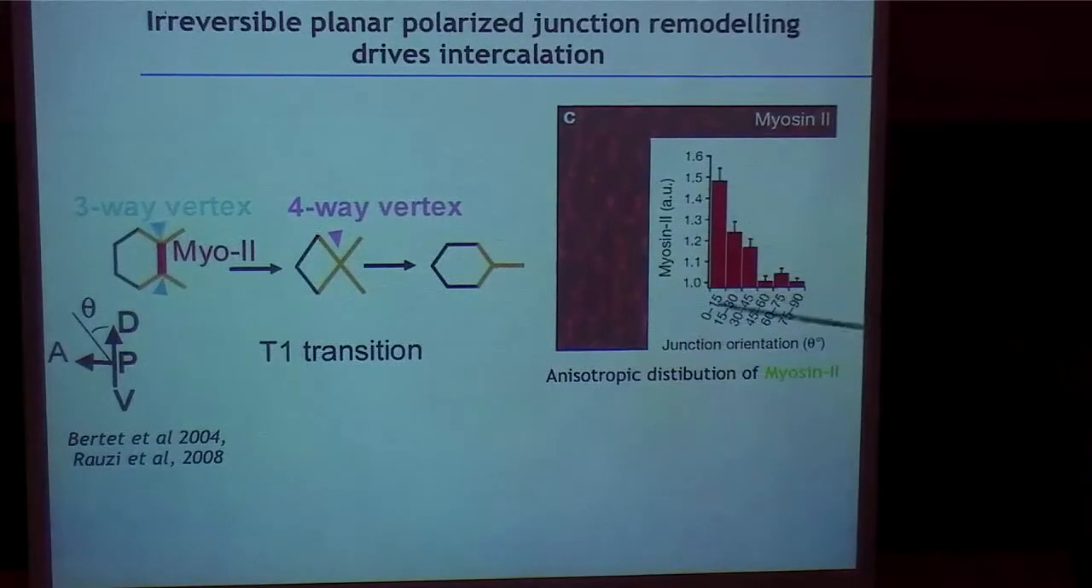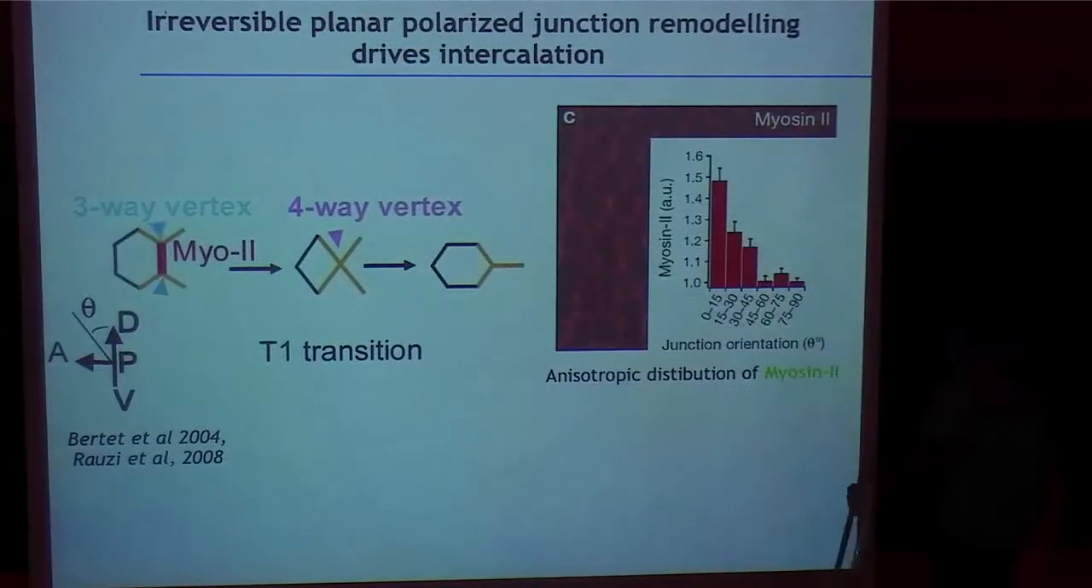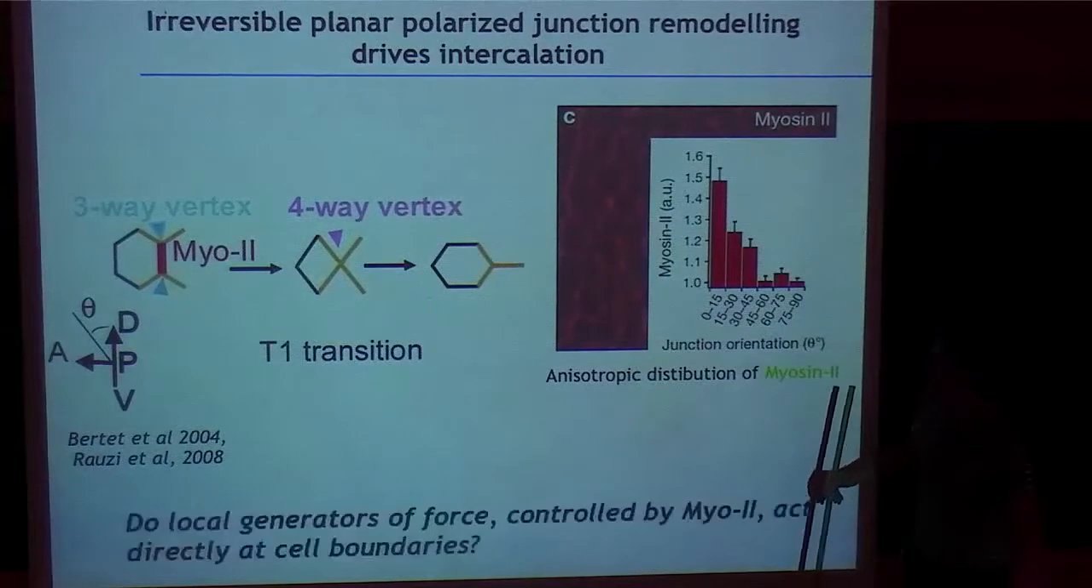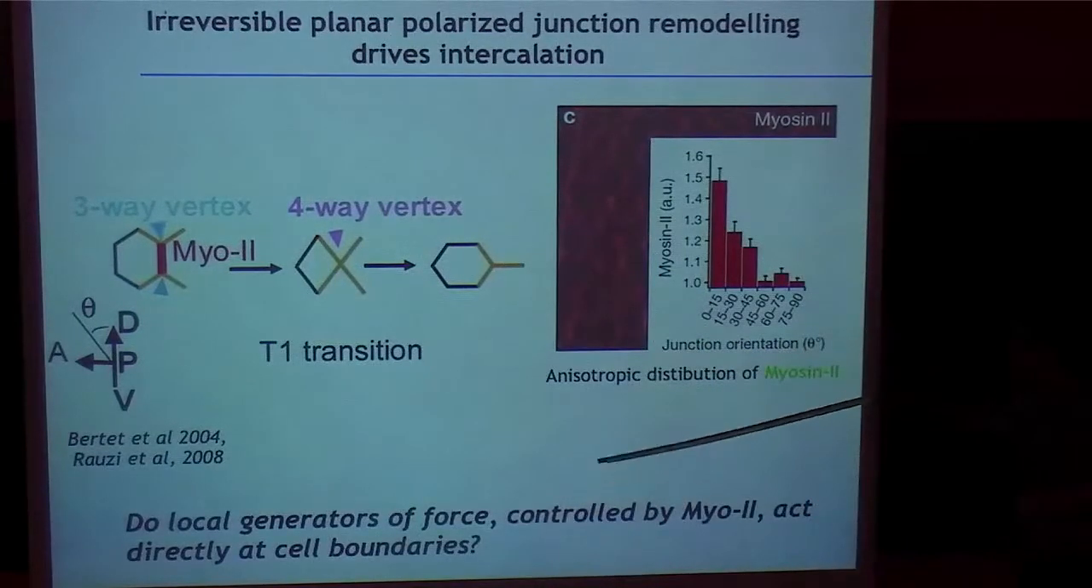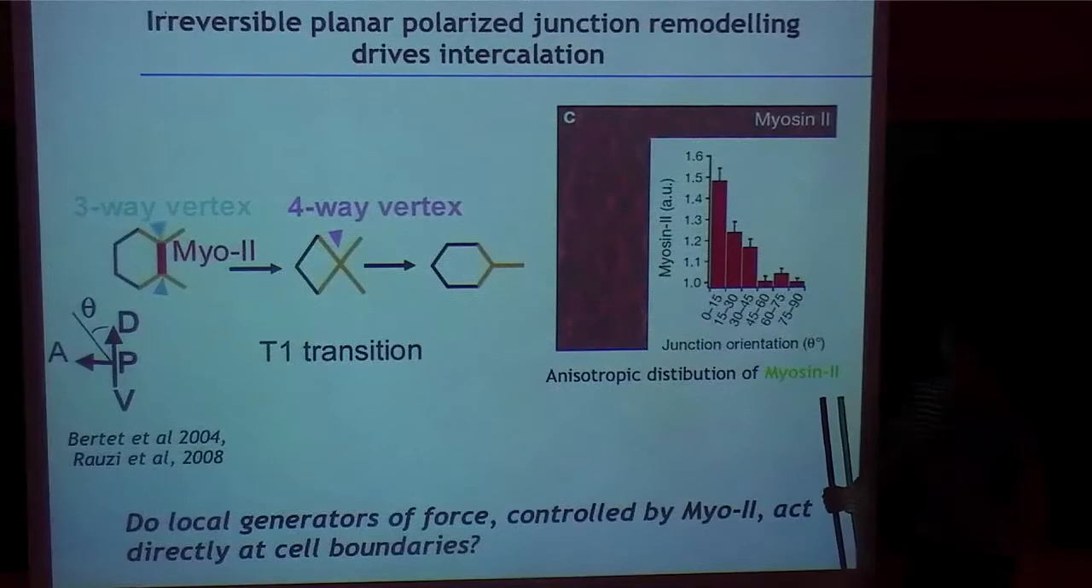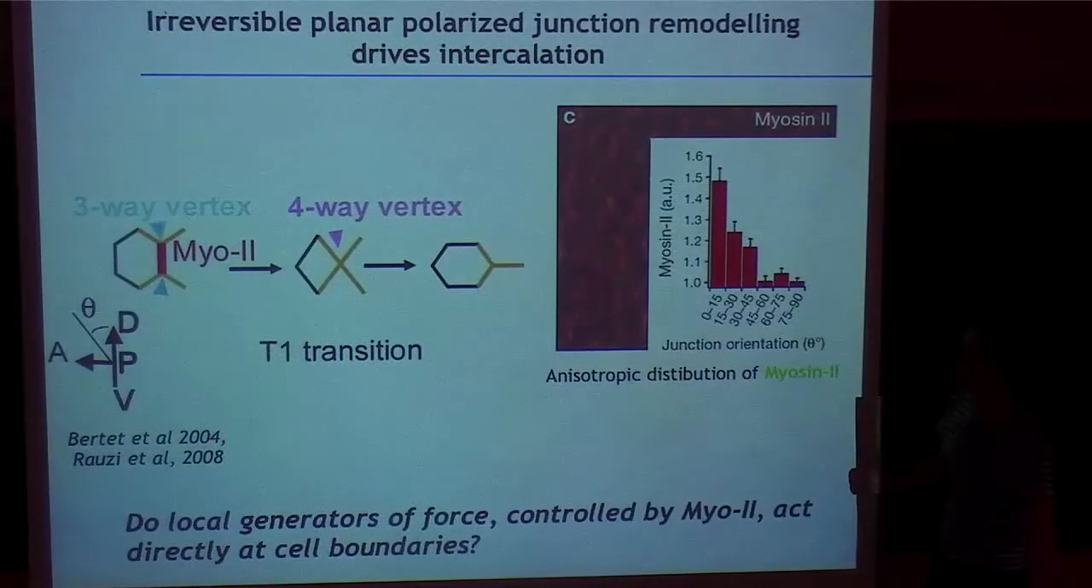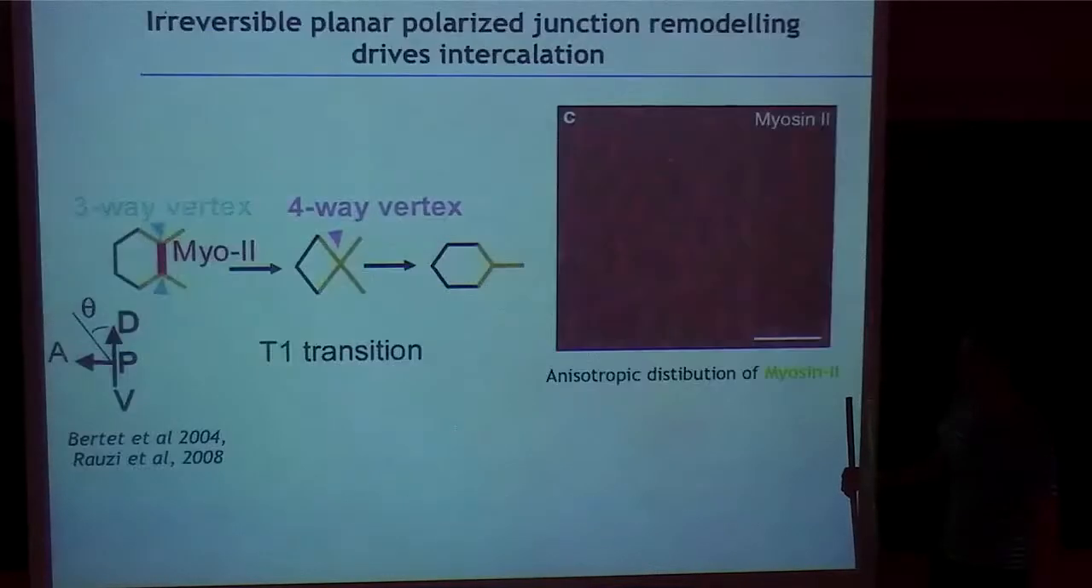If you look at this distribution, you can ask the question whether myosin modulates contractility, modulates cortical tension, and then drives cell intercalation per se. So do these motors act directly at cell surfaces to change the mechanical properties of the cells and drive elongation?